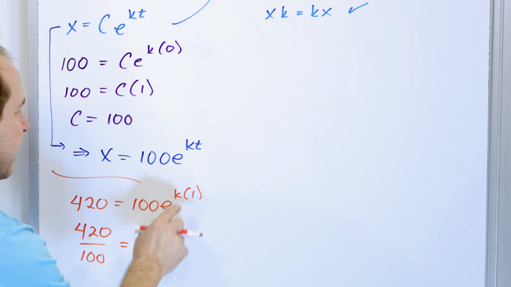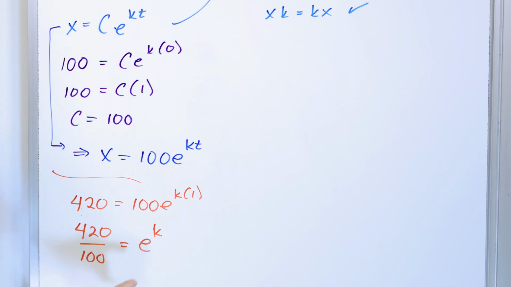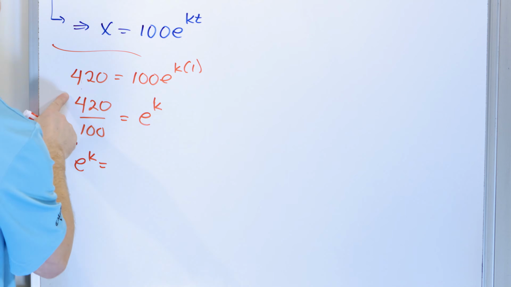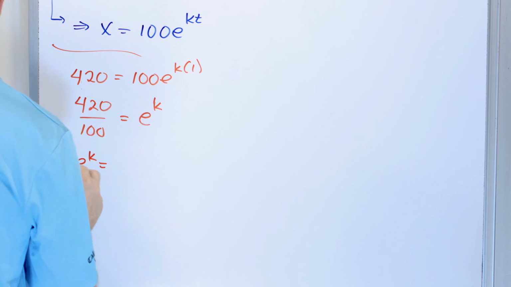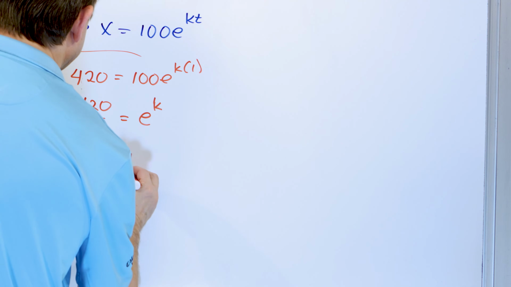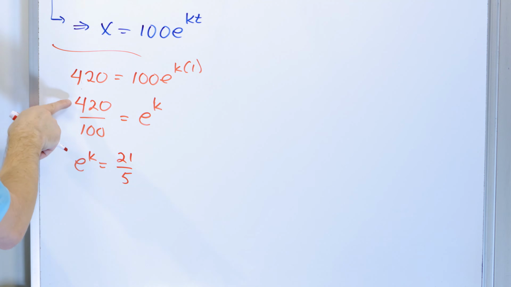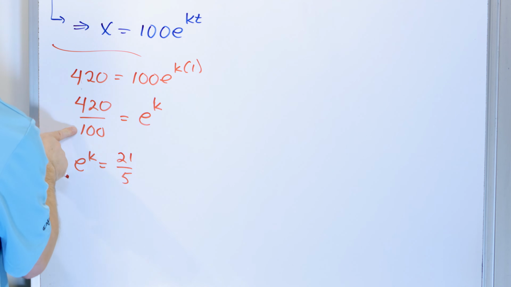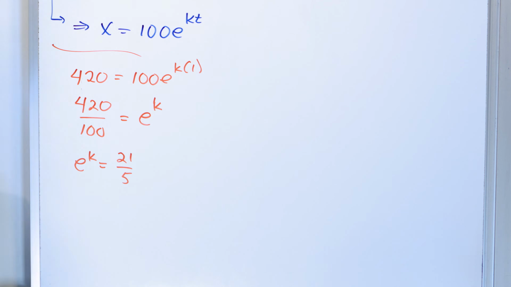The goal is I want to figure out what these constants are running around the equation. So how do I figure out what k is? Well, first of all, let's just simplify this. So e to the k, 420 divided by 100, it works out to be 21 over 5. If you strike the zeros, you'll get 42 over 10. And then when you simplify further there, then you're going to get 21 on the top and you're going to get 5 on the bottom. So this is the answer here.